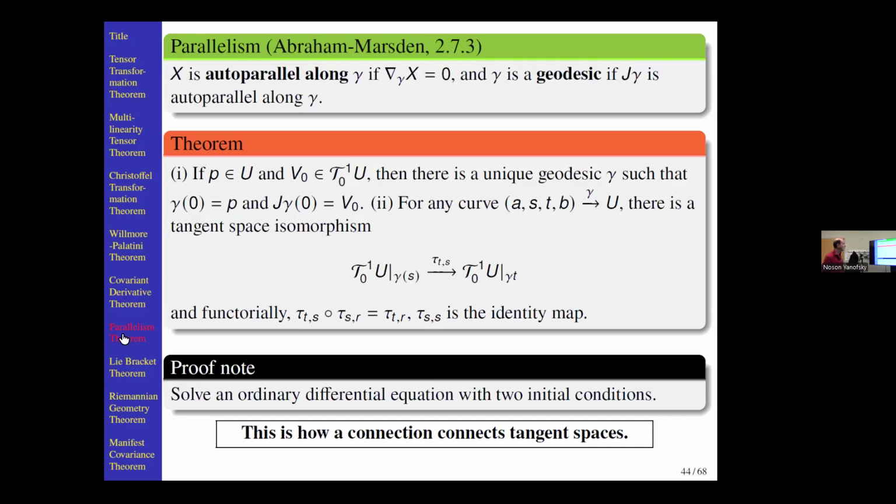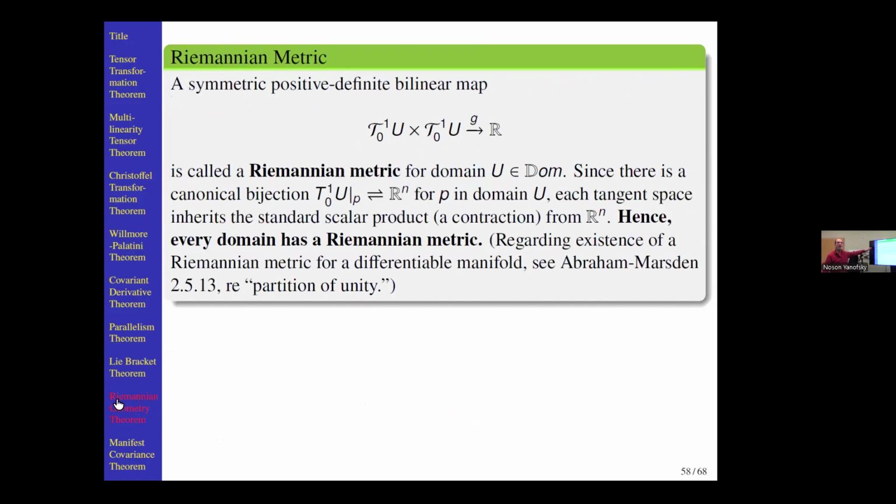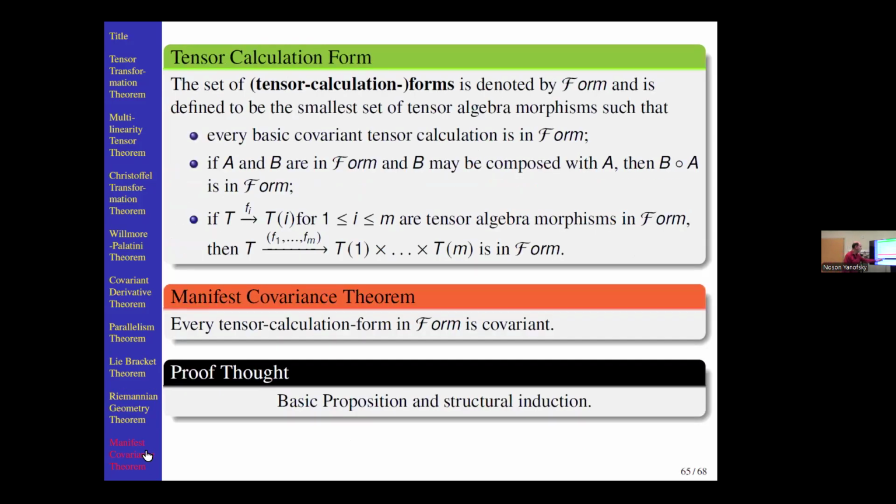Parallelism is an essential concept in Riemannian geometry, and I have a little bit to say about that. Lie brackets are an important component in the kinds of calculations, as will be seen. And the Riemannian geometry theorem, I'm giving a sort of a baby version of it in the talk, and we'll come back to that. And then, of course, the manifest covariance theorem is right here. And now I'll go through the topic. Okay.